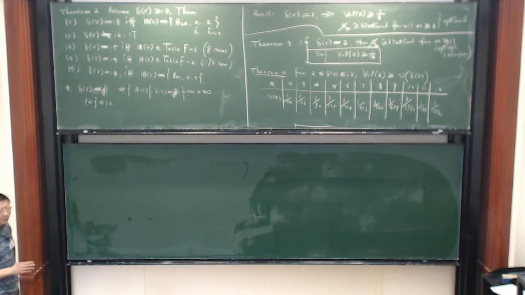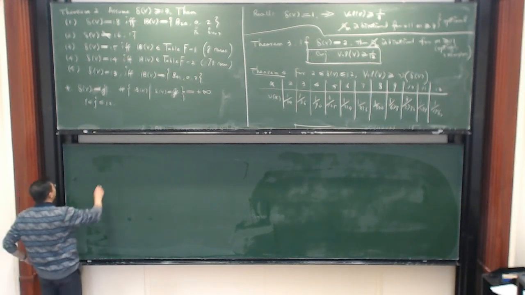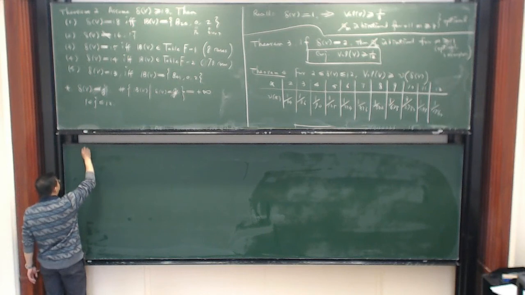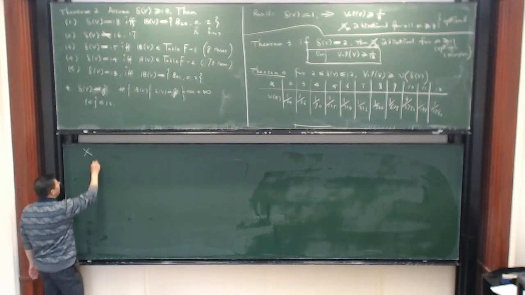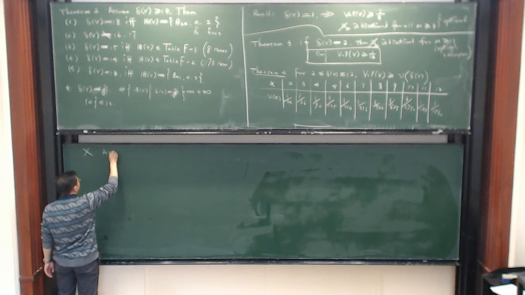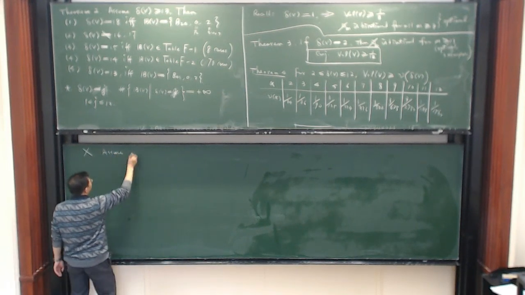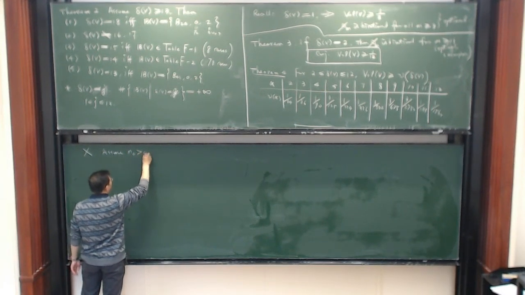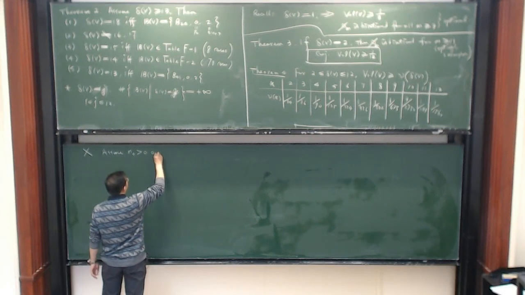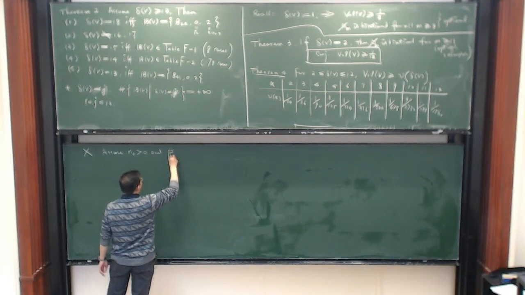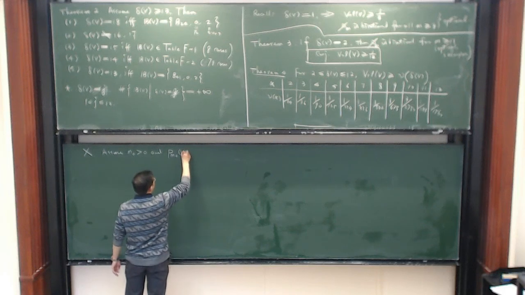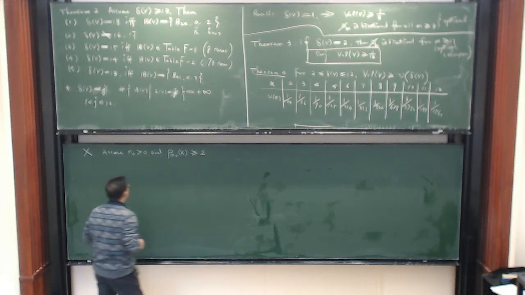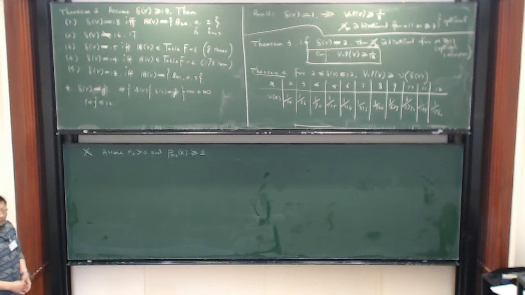Now I want to start with part 2. The problem is like this: you are given a minimal threefold X of general type, and I assume that P_{m_0} is larger than or equal to 2. Then how can we recognize the birational geometry of this kind of threefold?